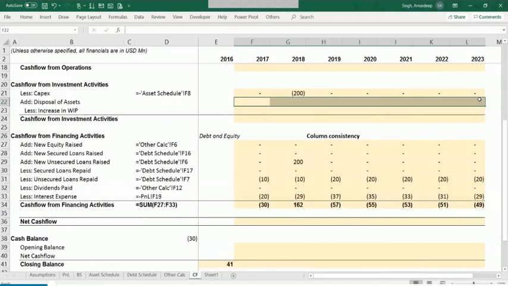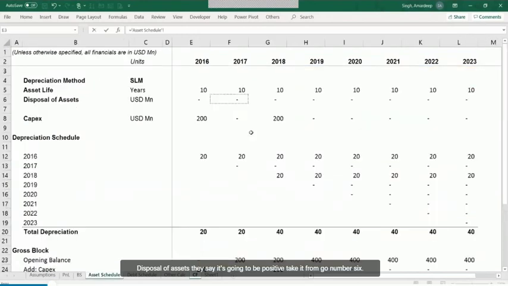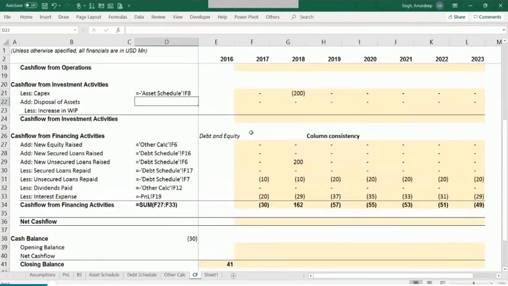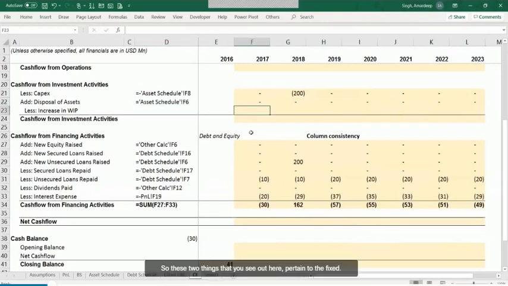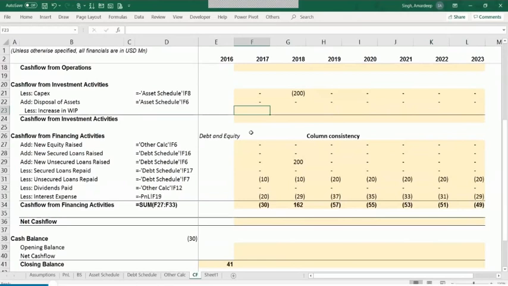Second, disposal of assets. As I said, it's going to be a positive figure. So take it from row number 6, disposal of assets. So these two things that you see out here pertain to the fixed assets part. The first two line items are the fixed assets component. Okay. And last but not the least is the capital work in progress. Now, I don't see anything in the work in progress line now, but still, whatever work in progress you would have in the capital assets, you would need to show that here as well.